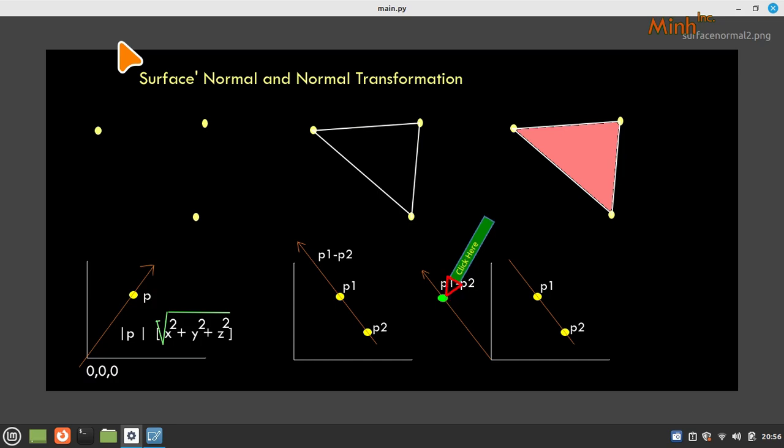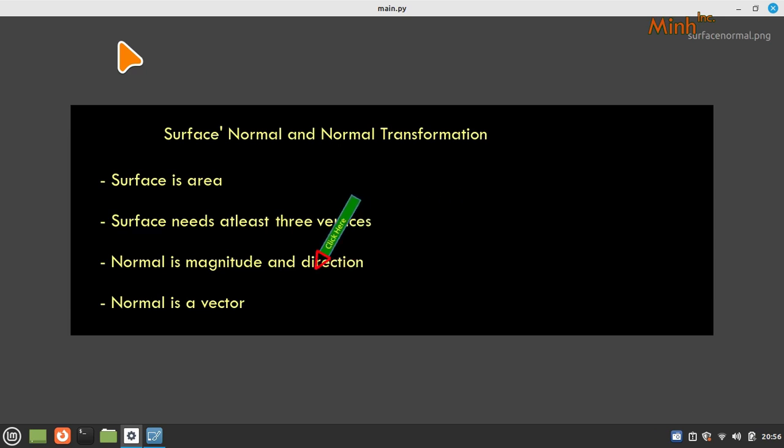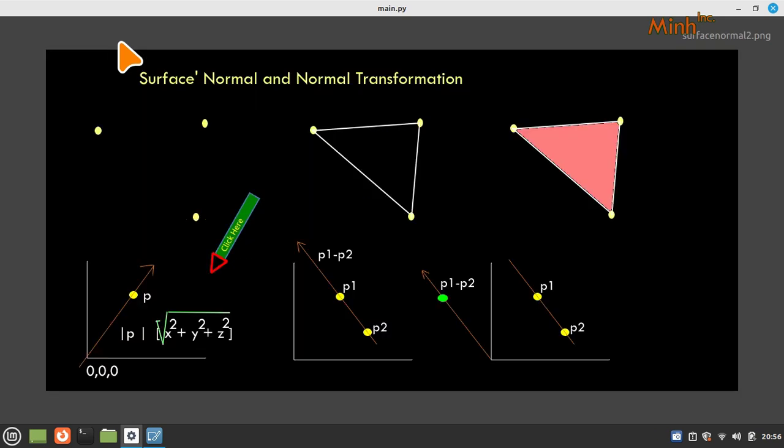So we have a surface and this is the vector. So a vector can be represented as 1 point, 1 vertex, and a line passing from the origin to that point. Now we can calculate its magnitude. A vector has magnitude and direction. You can refer to a vector tutorial.